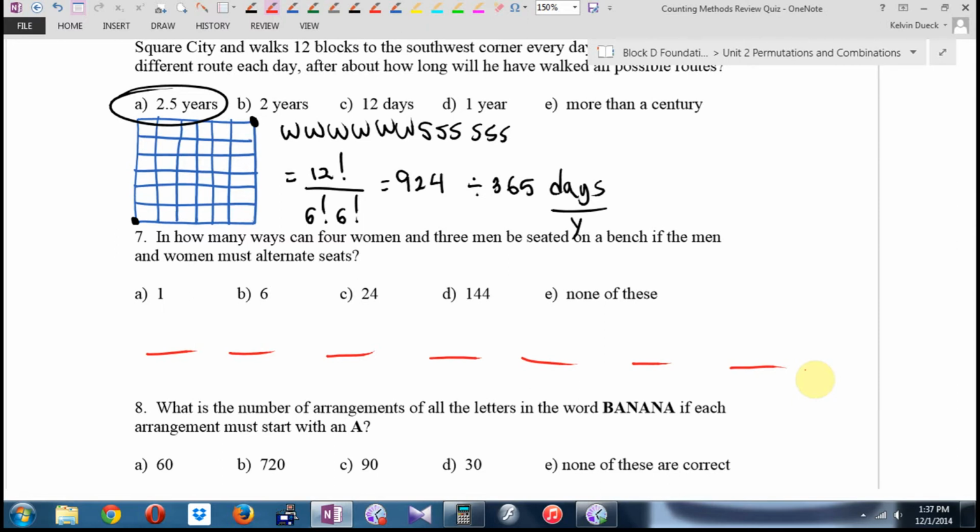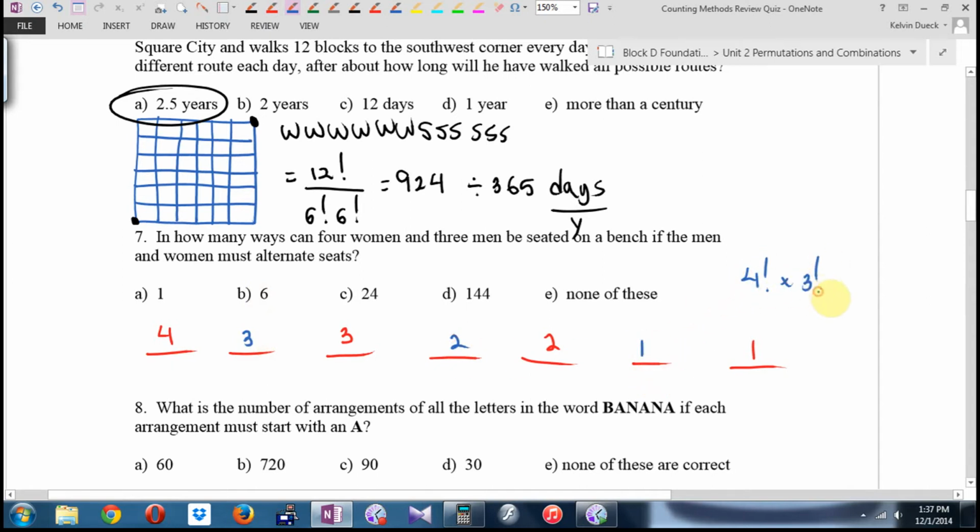How many choices do I have for the first female? 4. Then how many? 3. Then how many? 2. Then? 1. How many choices do I have for the first guy? 3. Then? 2. Then? 1. And as a shortcut, I guess I could have gone 4 factorial times 3 factorial. I see that in hindsight. That's probably what I would type. 3 factorial is 6. 4 factorial is 24. Is the answer D, 144? Yes.